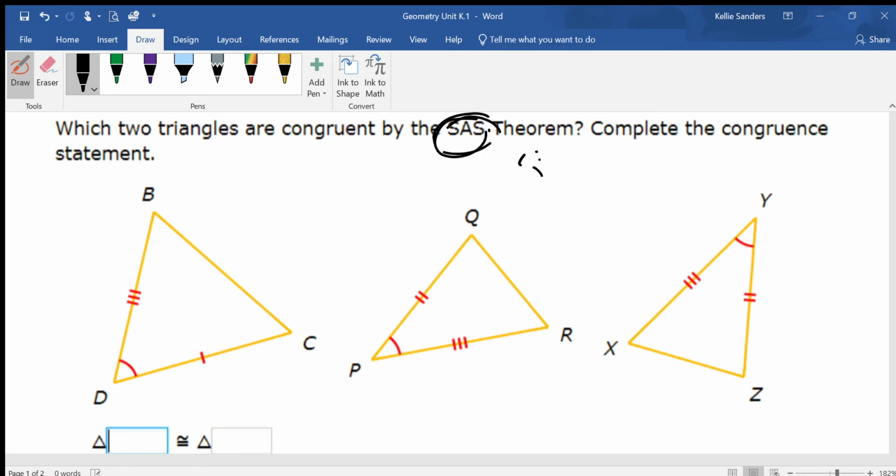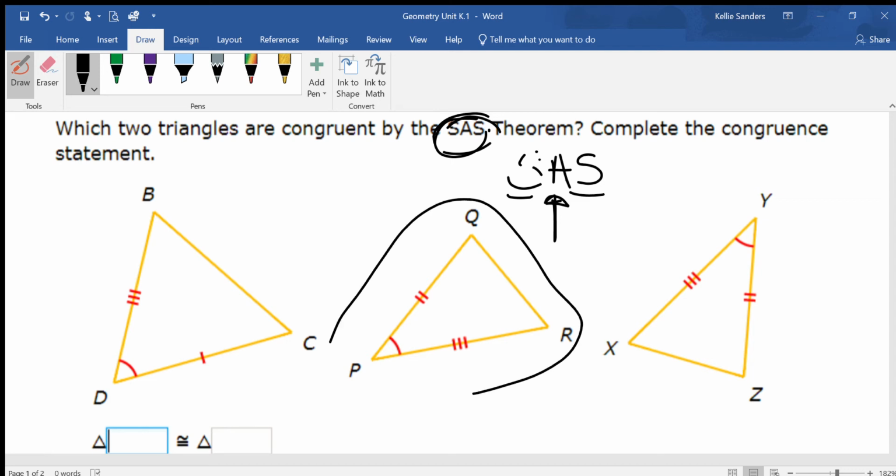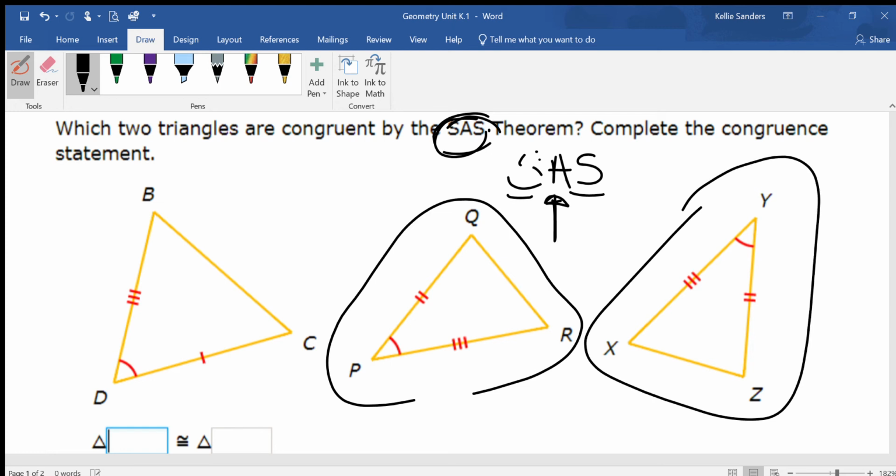Okay, so on this, it says which 2 triangles are congruent by the side, angle, side theorem. If you are talking about side, angle, side, that means you have 2 sides that are congruent, and the angle must be directly between the 2 sides. So the angle that's congruent is directly between the 2 sides that are congruent. All of these are side, angle, side, but only these 2 triangles are congruent to each other.